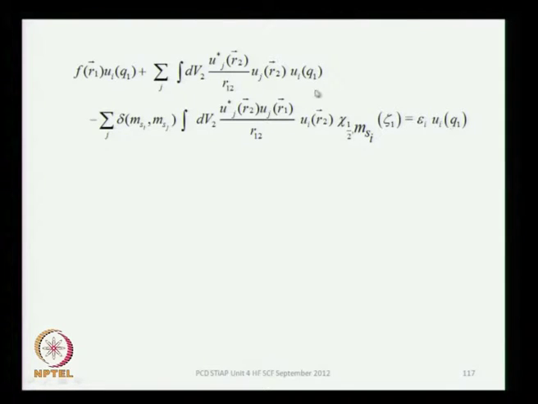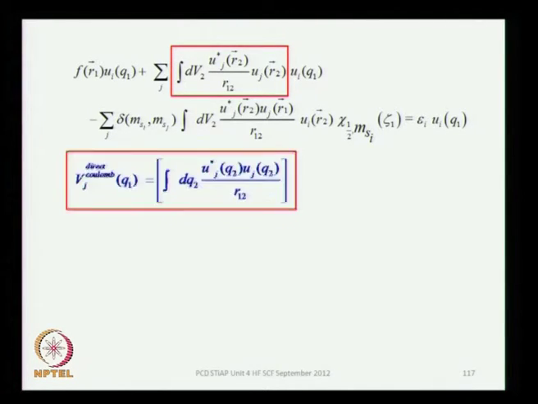All the other terms, wherever I could write this spin orbital as a product of the orbital part as well as the spin part, have been written already. So, let us look at this operator in the box, and this operator is sometimes referred to as the direct Coulomb operator.